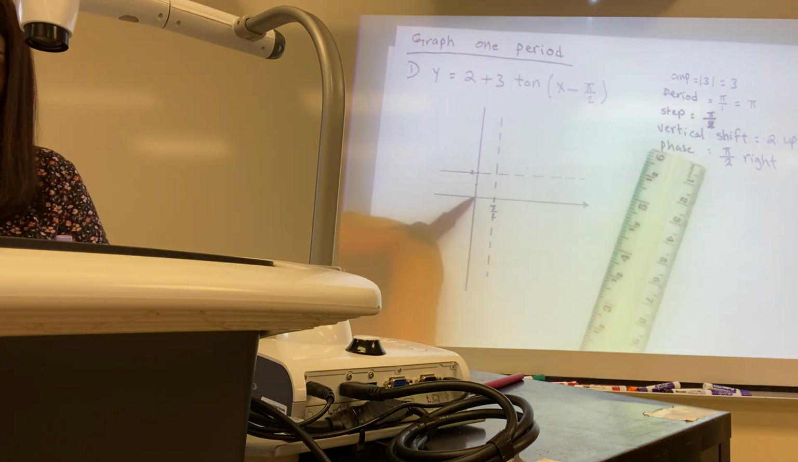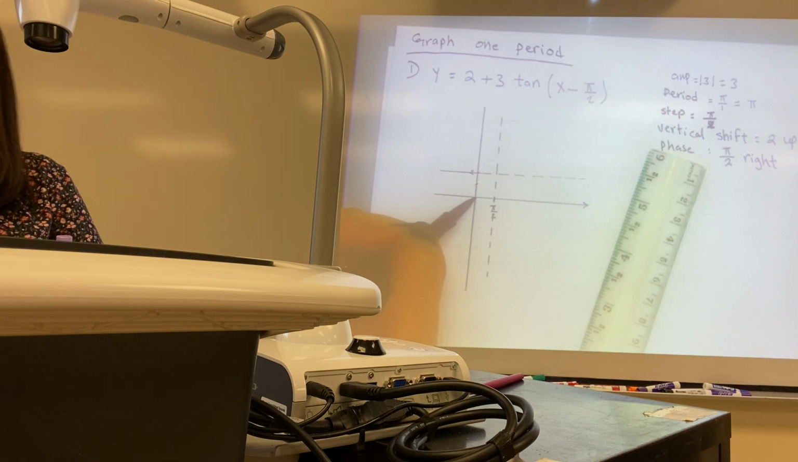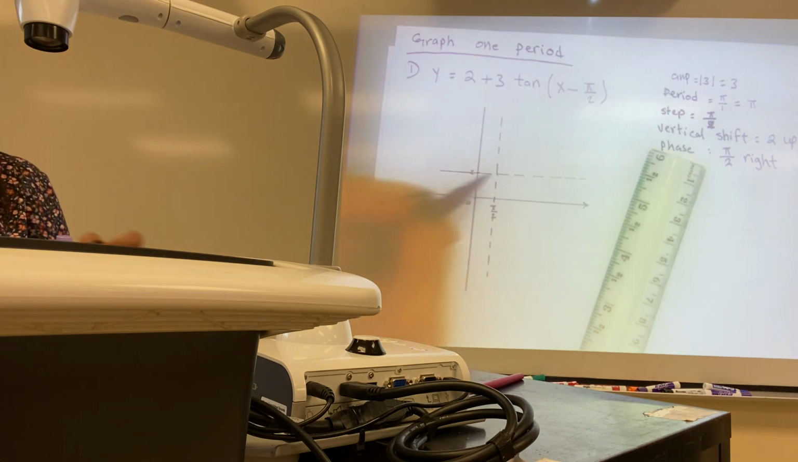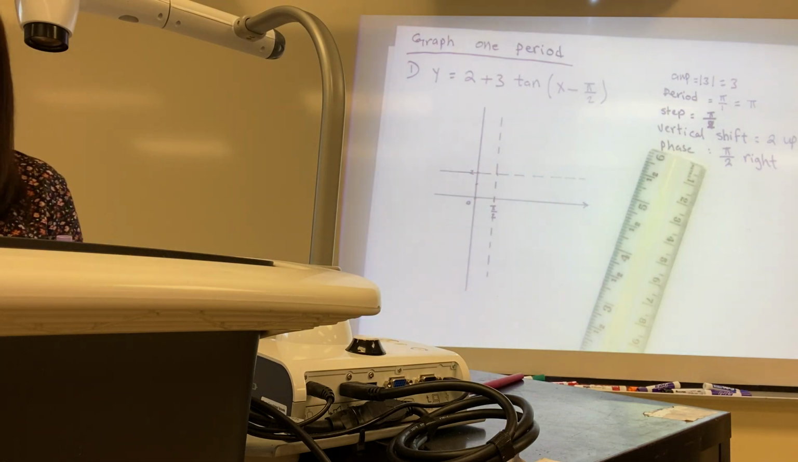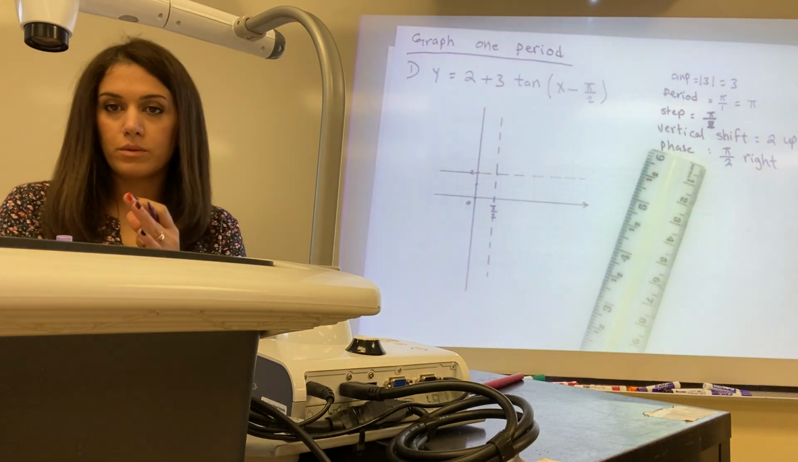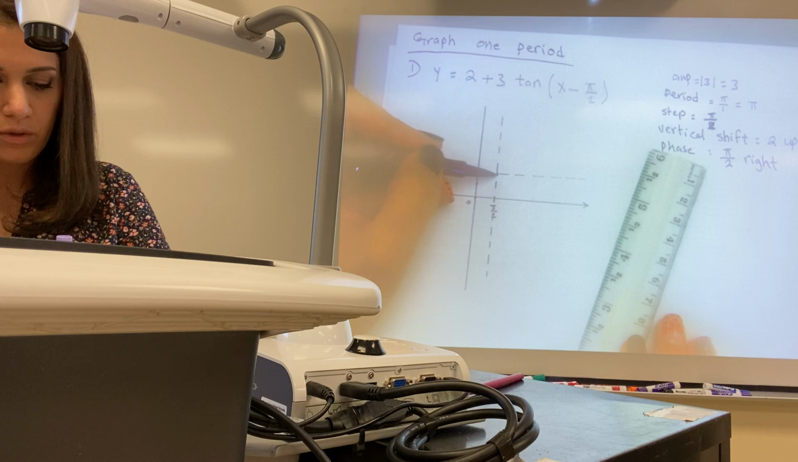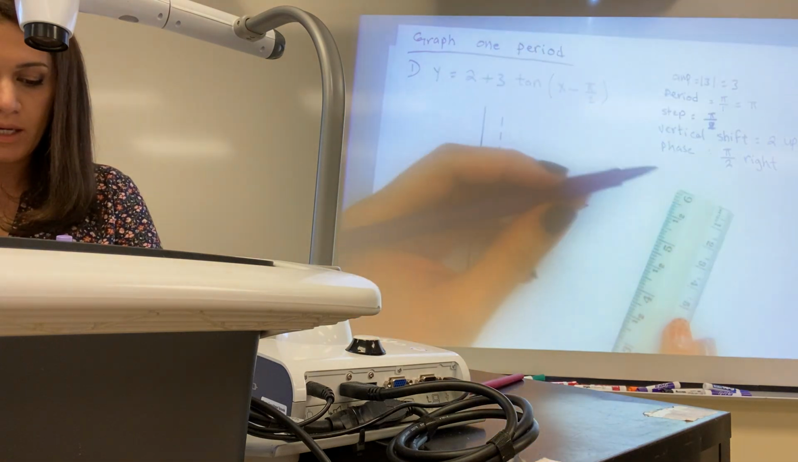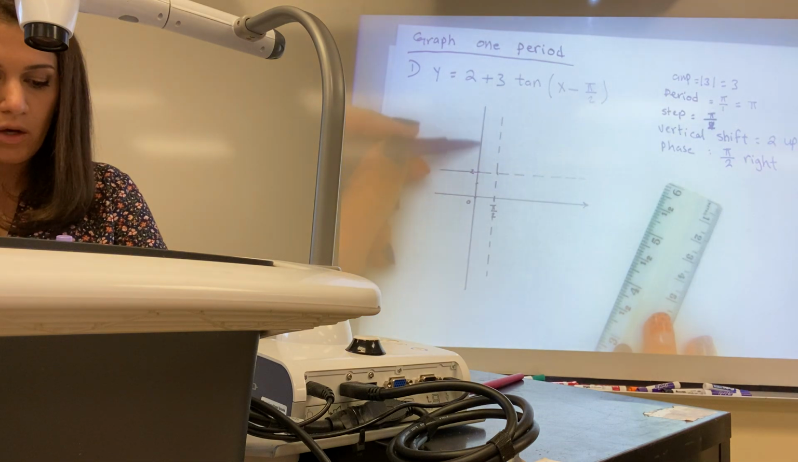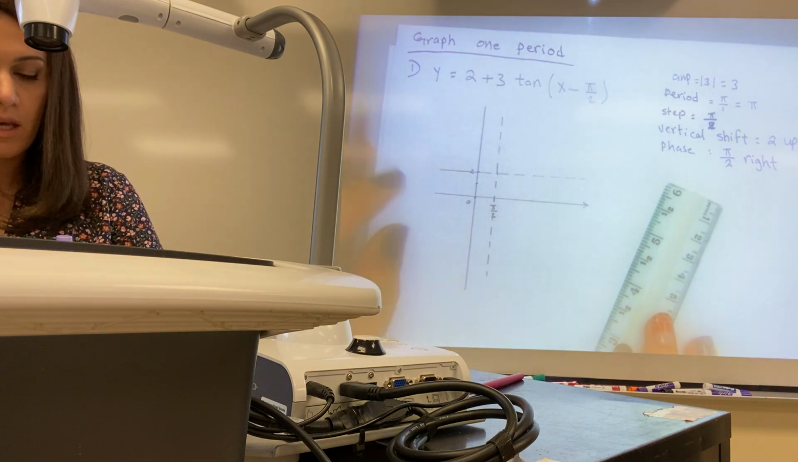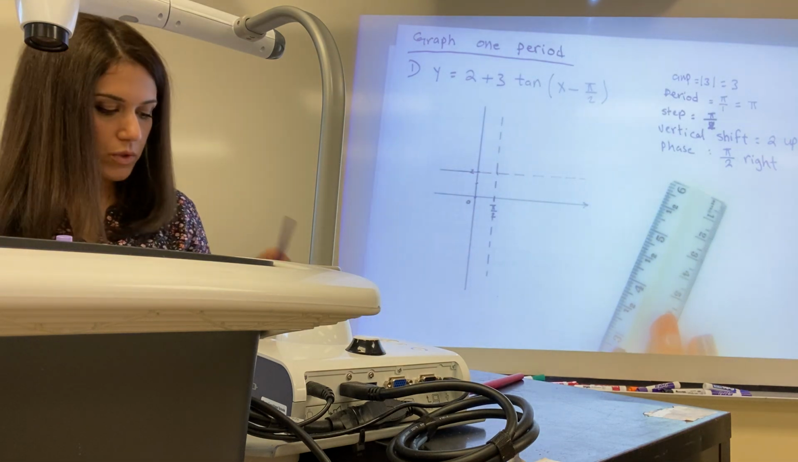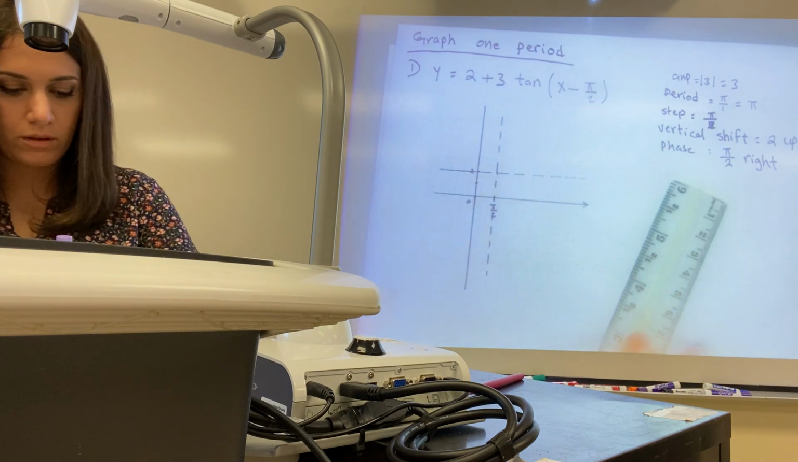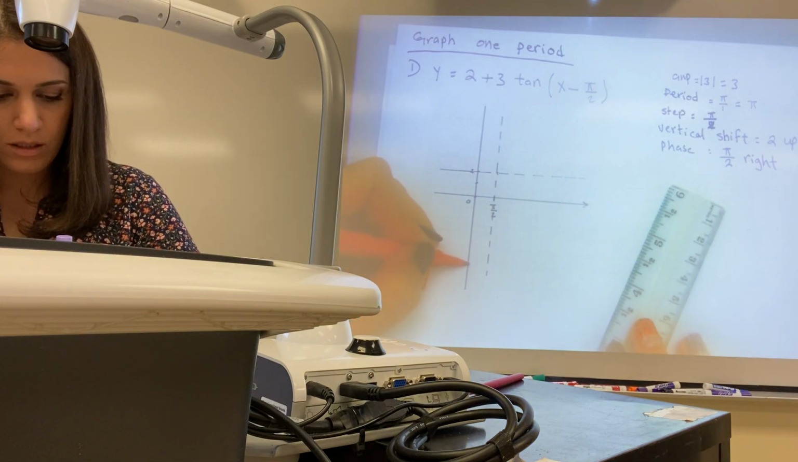So this is the typical origin. It will be shifted to here, right? And remember, tangent goes one step to the left, one step to the right. The period is pi. So in this case, we'll have the y-axis as a vertical asymptote. Let's do the asymptote for the right.